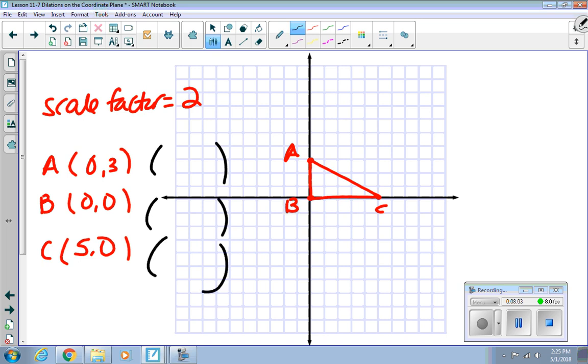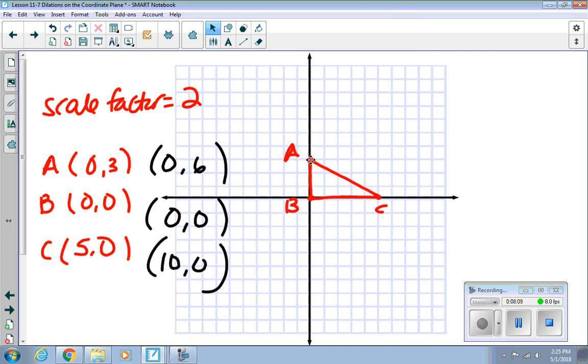Okay? So this one would be 0, 6. This one would be still 0, 0. This one would be 10, 0. So let's graph the new one and see what it looks like. So A would be 0, 3. So 6 would be here. A, and then this would be it right here.